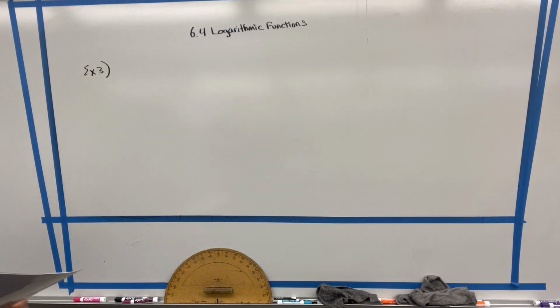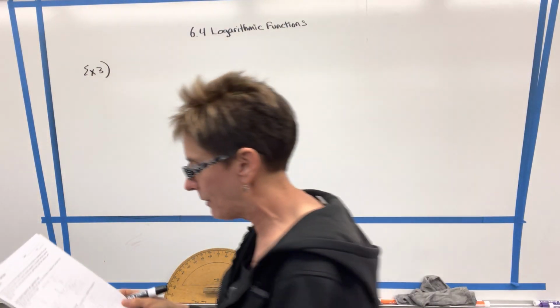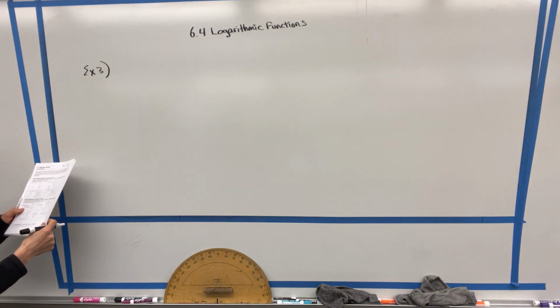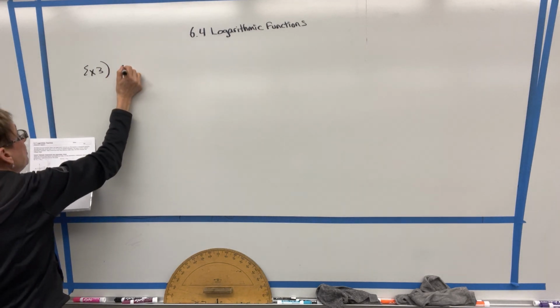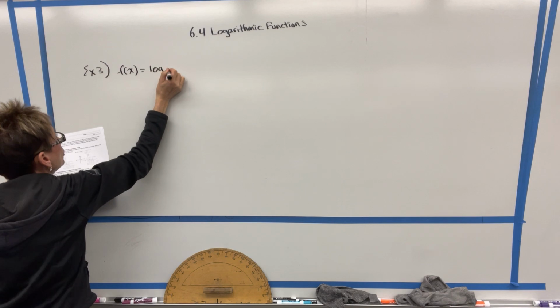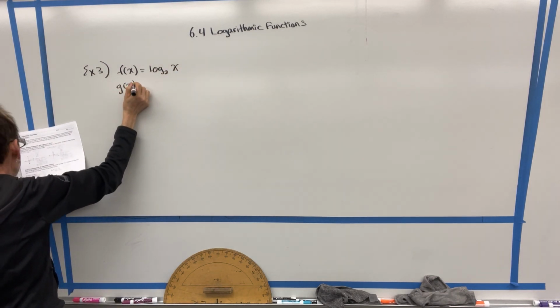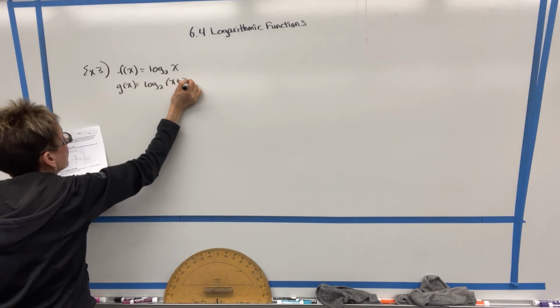We're going to describe the graph in terms of the transformation of the parent function f of x and compare the asymptote and x-intercept of the given function to the parent function. So for example 3, let's use f of x equals log base 2 of x, and then we'll have g of x be log base 2 of x plus 3.